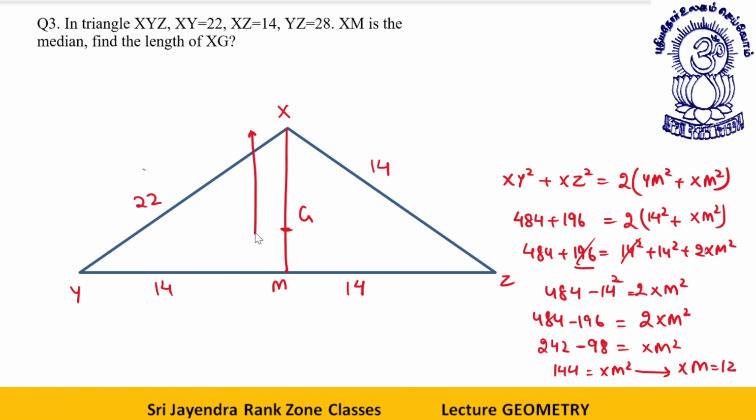This complete is equal to 12. Now I know this is 1/3 and this is 2/3. Therefore XG is equal to 2/3 of XM, that is 2 by 3 of 12. 3 and 12 cancel to give me 4. 2 into 4 will give me 8. So XG is equal to 8 centimeter. This is your answer, my dear students. Clear? You have got the Apollonius theorem in detail. Now let's move to the next concept.